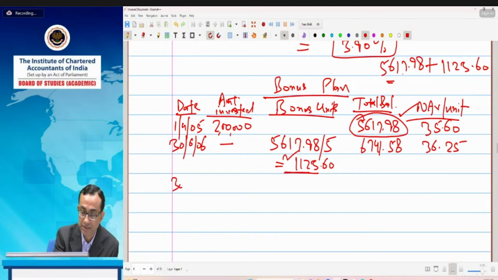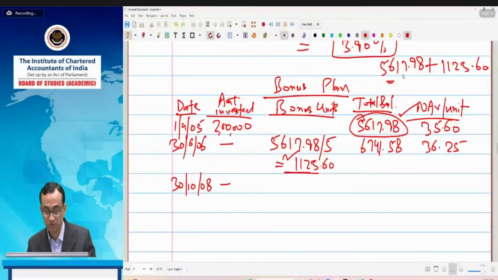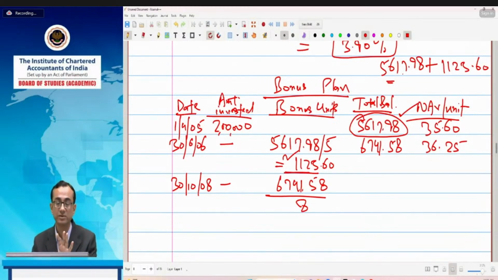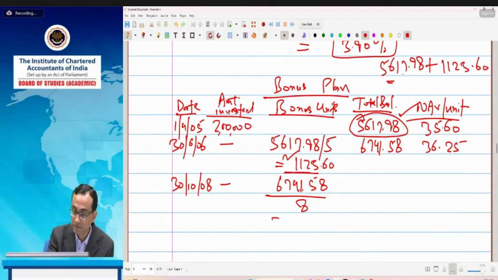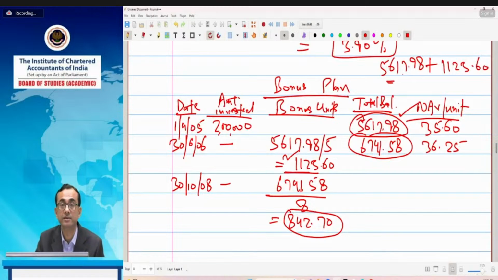Now coming to the next date, 30th of October 2008, when a bonus issue is made. 1:8. For 8 existing units, 1 unit is issued. So the previous units, 6741.58, we'll divide by 8 because 1 unit is issued in place of 8 units. The figure we arrived at is 842.70. So earlier the units were 6741.58, and we add the additional units from the bonus issue, 842.70. So it will be 7584.28. NAV is given as 38.30.